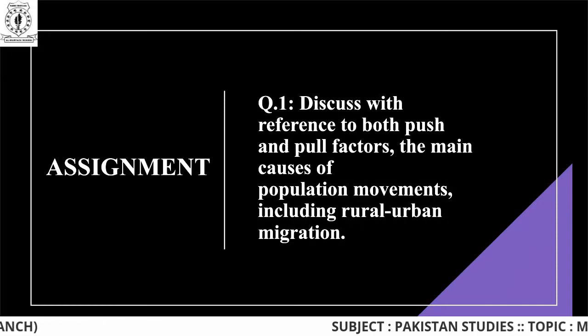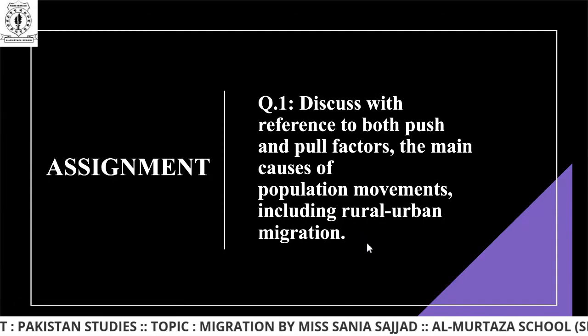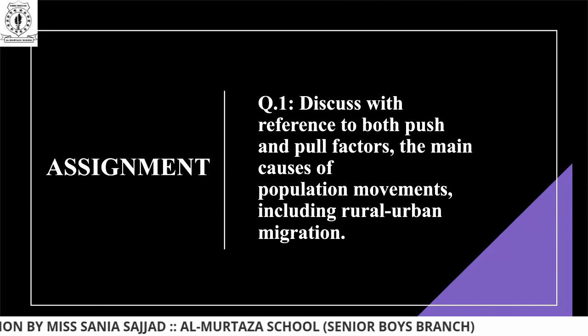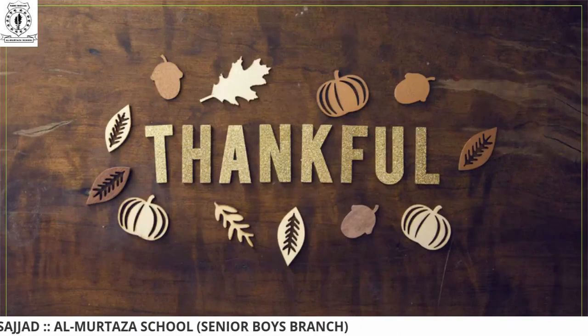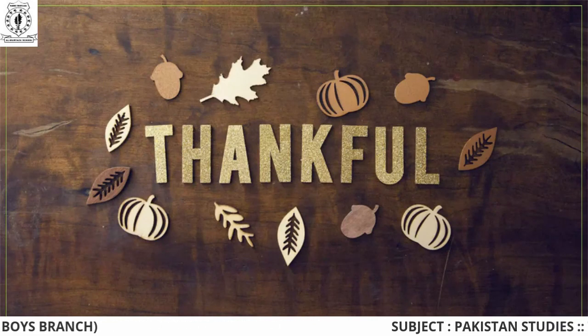So the assignment for today is: discuss with reference to both push and pull factors the main causes of population movement, including rural urban migration. You have to attempt this question in your copy. And yes, you have to post the answer under my instructions in KP, which I've already mentioned over there.